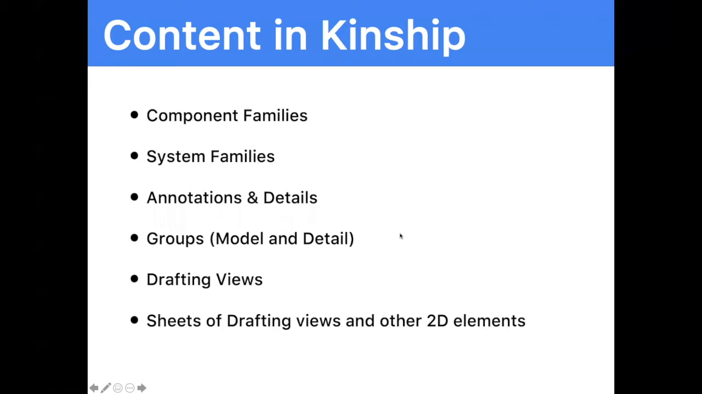So I will say content or families or items when I talk about things that are stored in Kinship. And it can be any one of these. It can be a component family, a system family, annotations and details, groups, either model or detail groups, drafting views, and sheets of drafting views and other 2D elements. All these can be stored in Kinship, and all of these can be downloaded and placed in your model from Kinship.